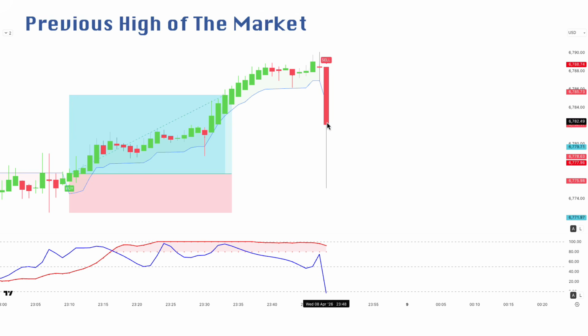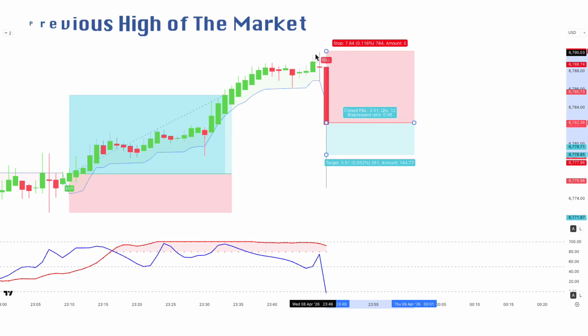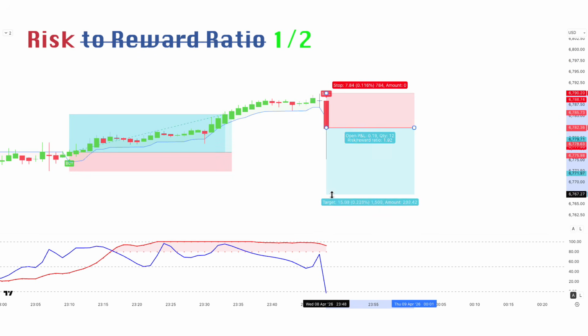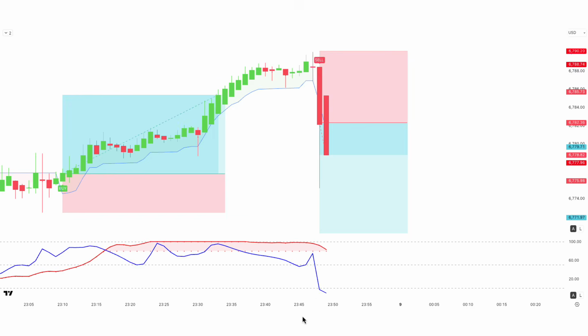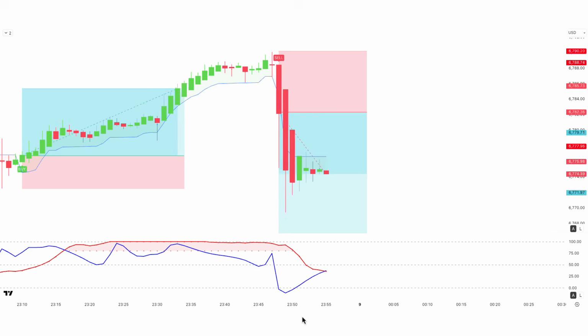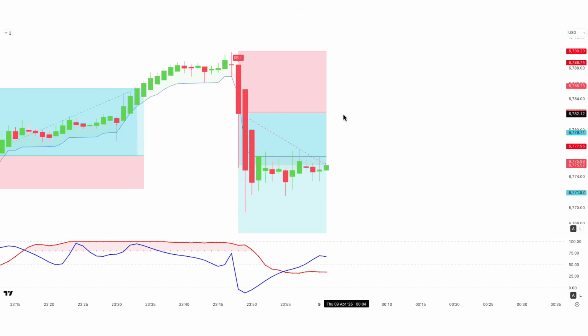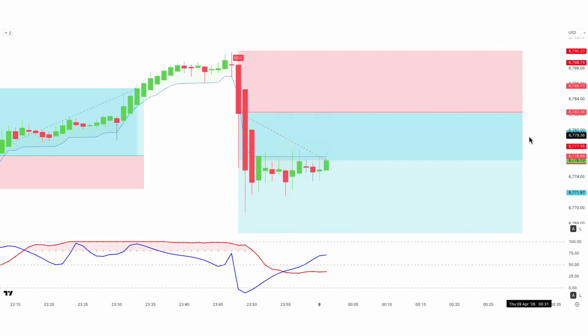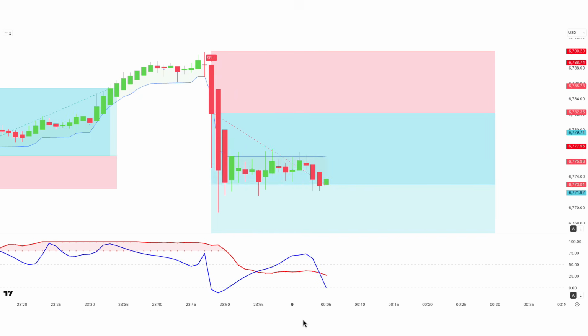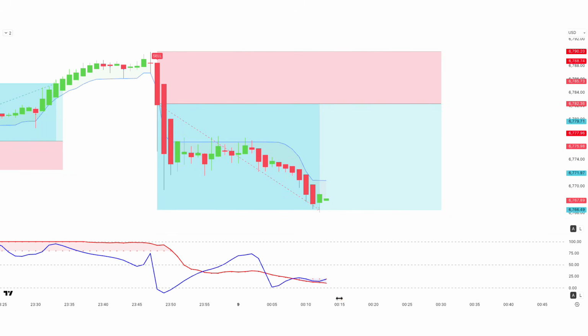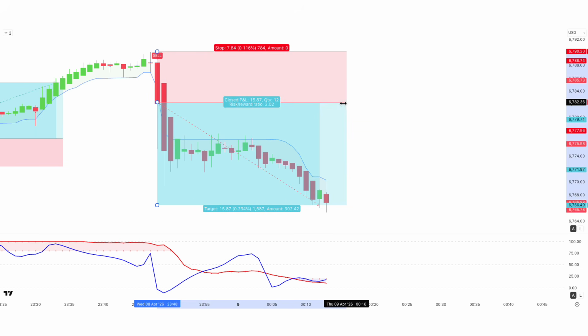Our stop loss is to be placed at the previous high of the market, and the risk-to-reward ratio will be 1:2. Let's see what happens to our trade. Our trade is running in profit. We have won the trade. Let's find the next trade.